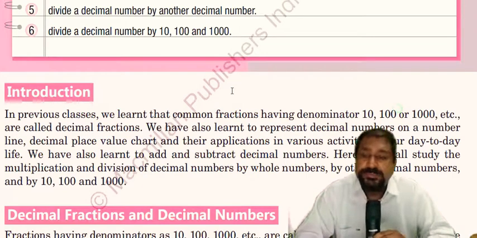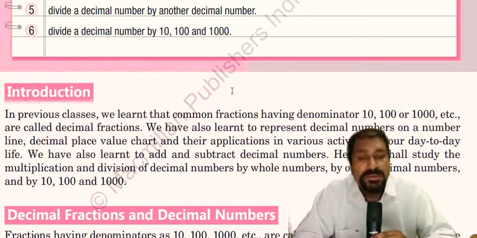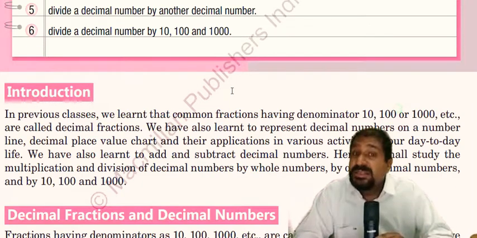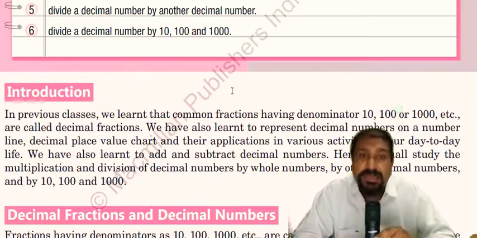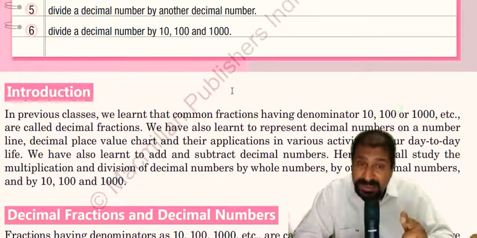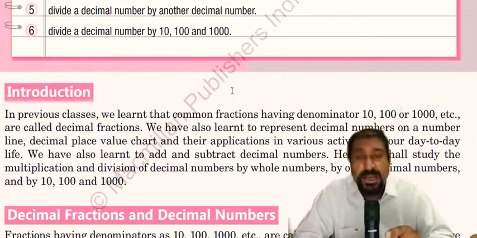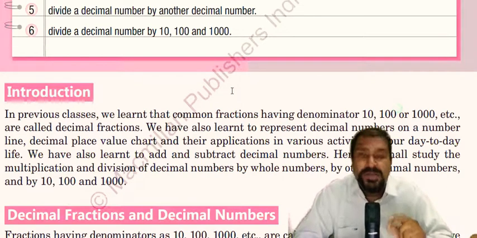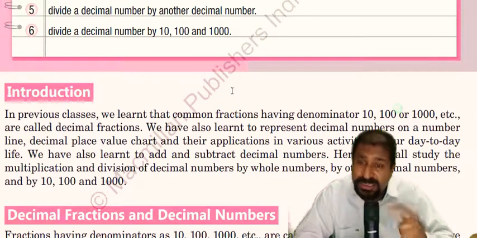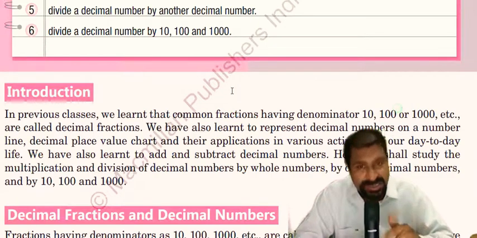As we know, in the previous class we have learned about the fractions having a denominator 10, 100 and 1000 etc. These fractions are said to be the decimal fractions. Remember always this point, because the inception of decimal is from this concept itself, that fractions like 5 upon 10, 11 upon 100, 153 upon 1000, such numbers are said to be the decimal fraction. Now it's easy to convert these decimal fractions into decimals.